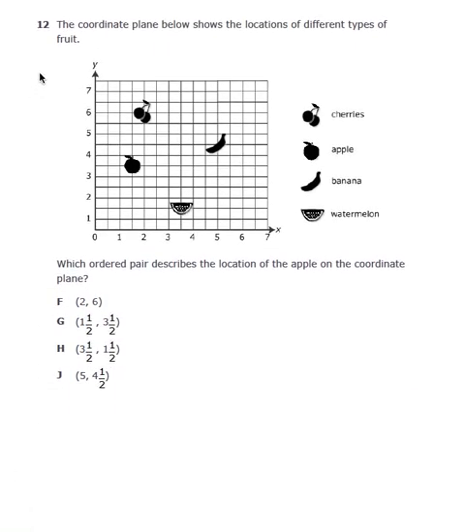Question 12. The coordinate plane below shows the locations of different types of fruit. Cherries, apple, banana, watermelon. Which ordered pair describes the location of the apple on the coordinate plane? F. 2, 6. G. 1.5, 3.5. H. 3.5, 1.5. J. 5, 4.5.